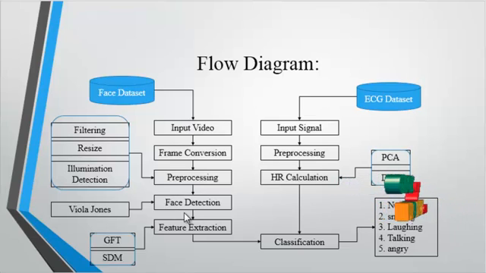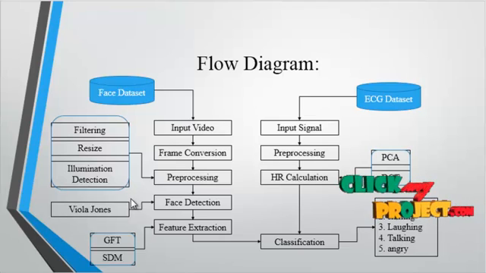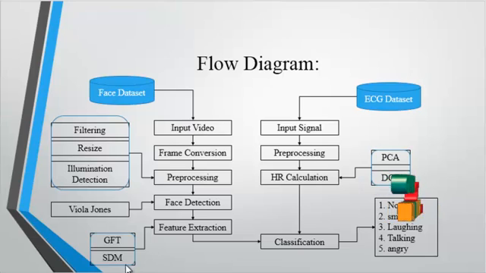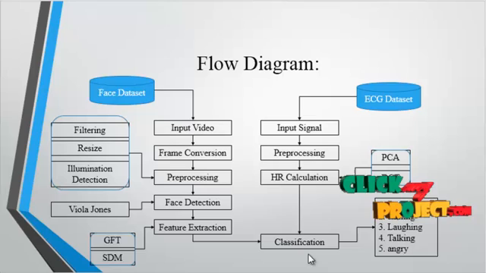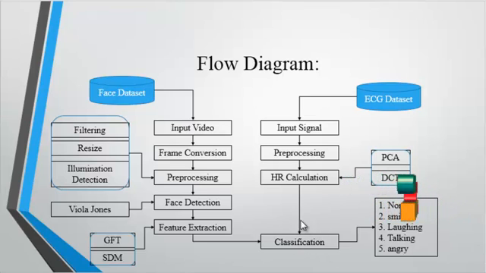In this face detection module, the Viola-Jones algorithm is applied to detect the face region, and after extracting the face region, the feature extraction is carried out by using GFT and SDM. After extracting the feature values, the classification is done by using the classifier.